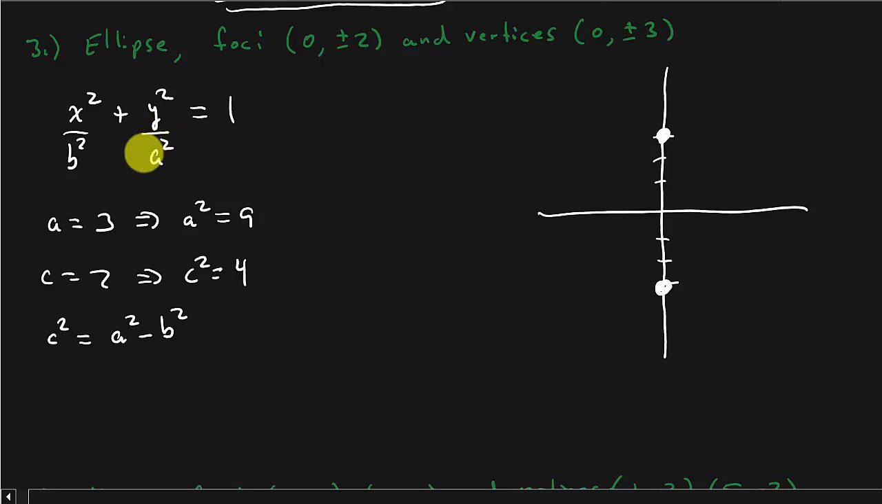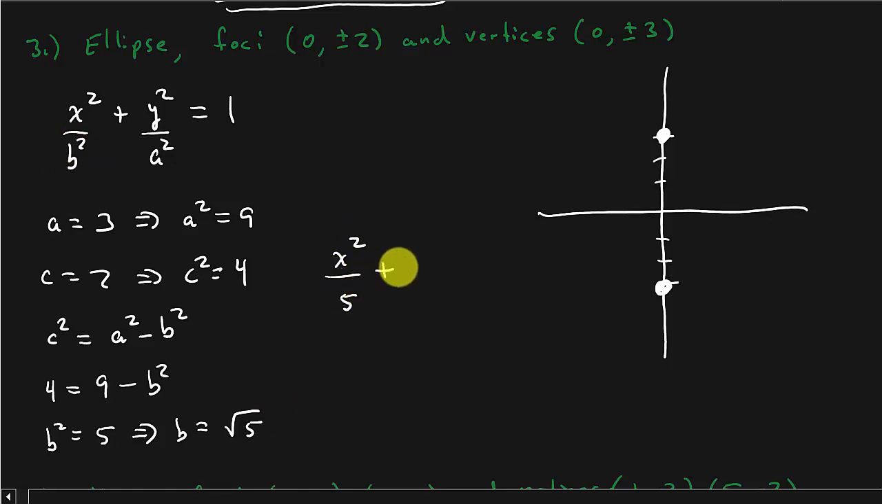See, look at this. We've got a squared, okay? I need to know what b squared is, but we have to use c to get it. So this is going to tell me c squared, which is 4, is equal to a squared, which is 9, minus b squared. So if I move the b over here, the 4 over here, I get b squared equals 5, which tells me b, well, I don't need b, but let's just go ahead and write it down. B is the square root of 5, but really all I need is b squared. And so my equation is x squared over 5 plus y squared over 9 equals 1.